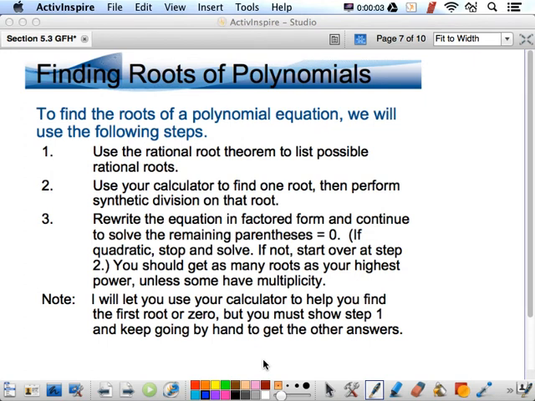So to find the roots of polynomials, we're going to use the following steps. We're going to use the rational root theorem to list all possible rational roots. Then you're going to use your calculator to find one root and perform synthetic division on that one.